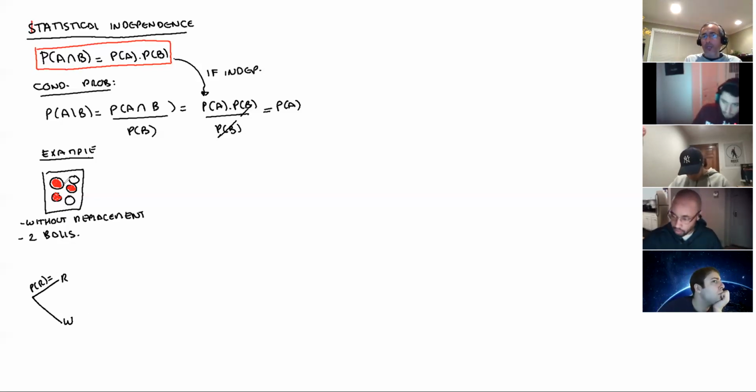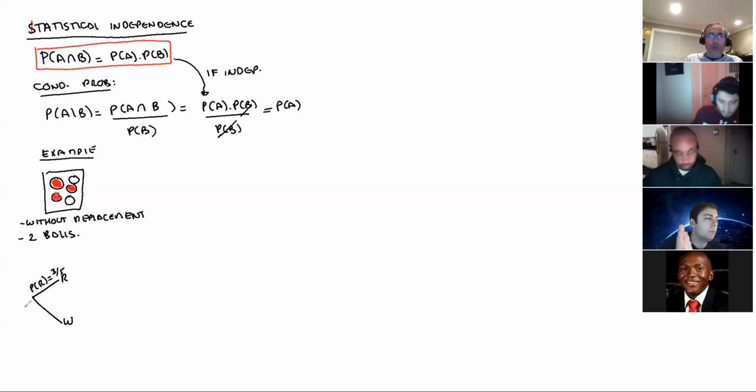The probability of red is the number of successes divided by the number of everything, so it's going to be 3/5. Guys, is everyone with me? 3/5. And the probability of having white is going to be 2/5. Okay, good.